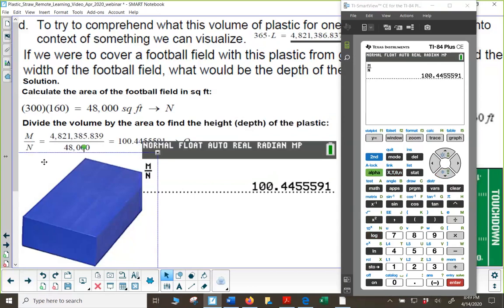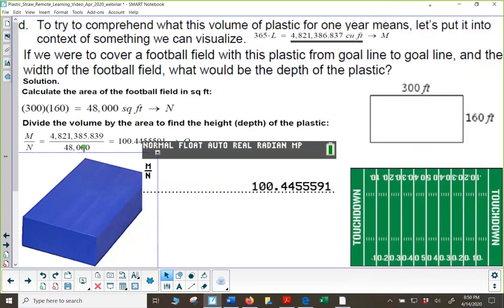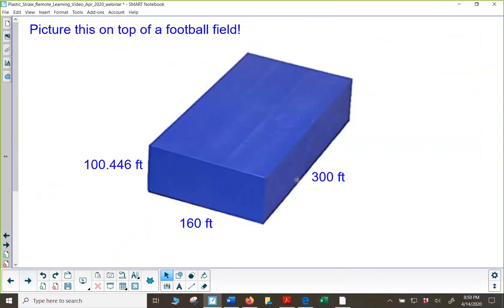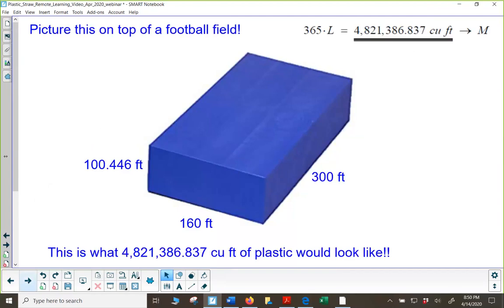That's what I'm going to say about Canadian football. I don't know about Canadian football, but 100.5 feet high. So I'd like you to kind of try to picture that. So this is the football field, and this is like 10 stories high, right here. My goodness, okay? All right, so that's what 4,821,000 something cubic feet of plastic would look like as a box. Where's it going? I don't know, because China's not taking our trash anymore.